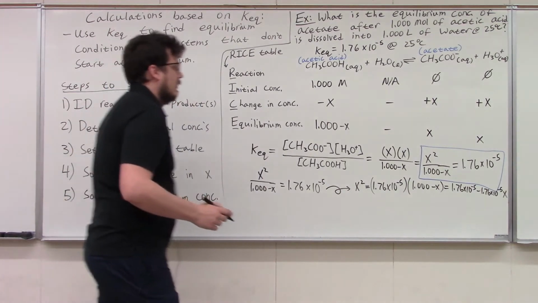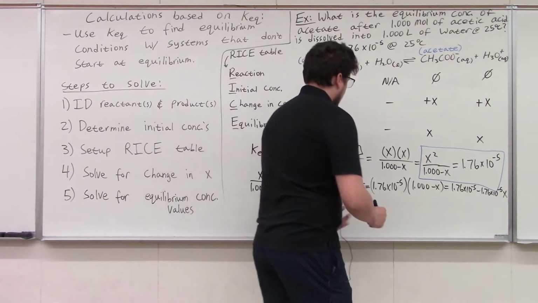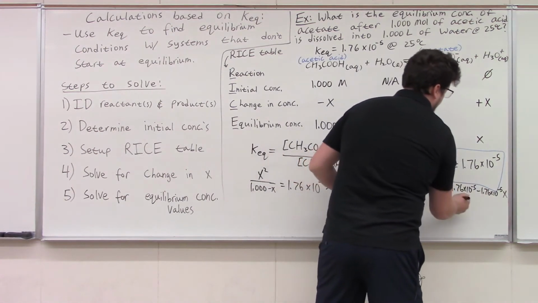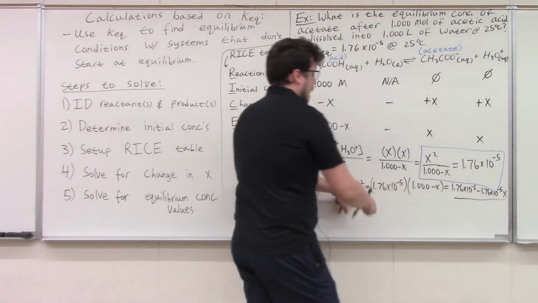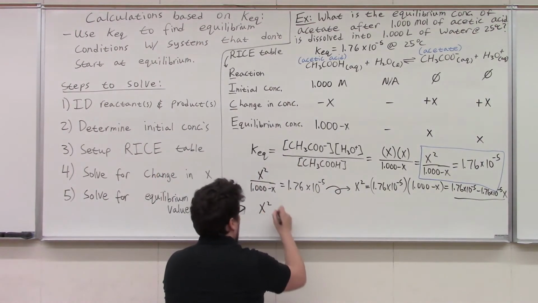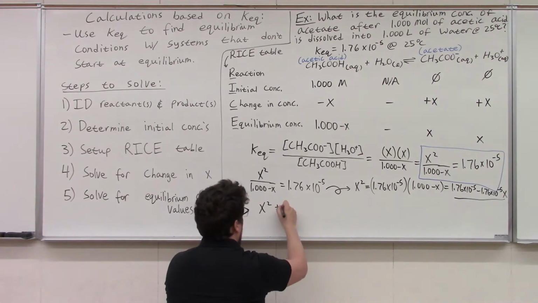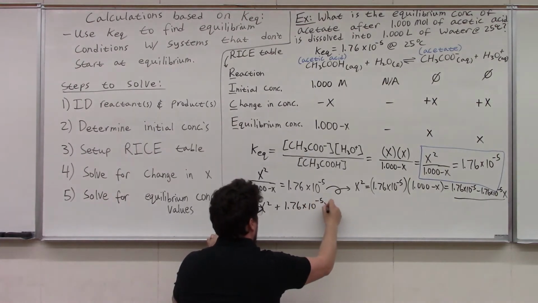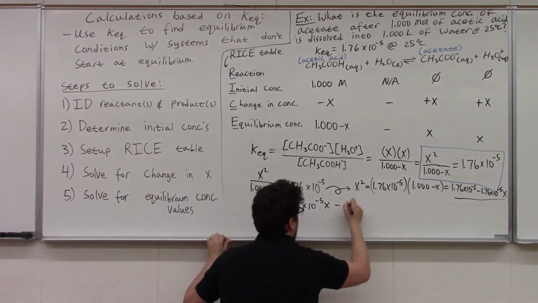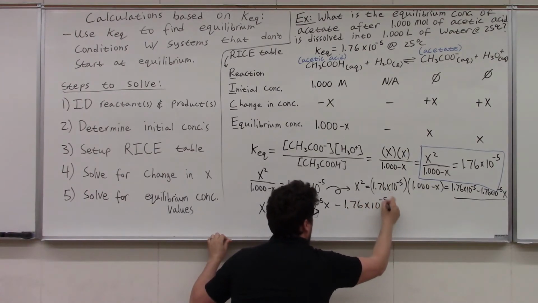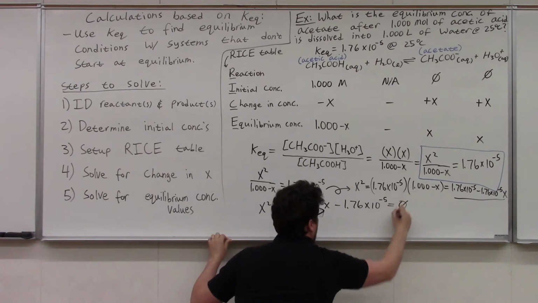So I am going to take my x squared, and I'm going to subtract all of this from both sides. What I get is x squared, in a very specific format here, plus 1.76 times 10 to the minus 5 x minus 1.76 times 10 to the minus 5 equals 0.